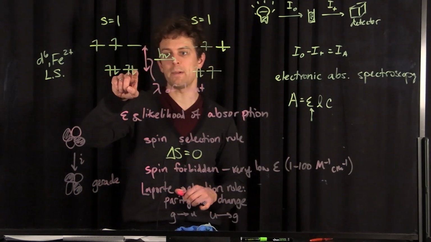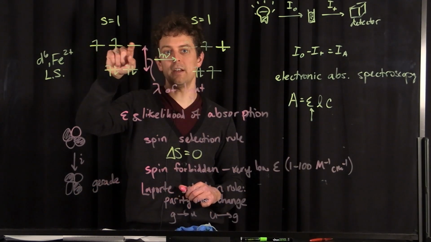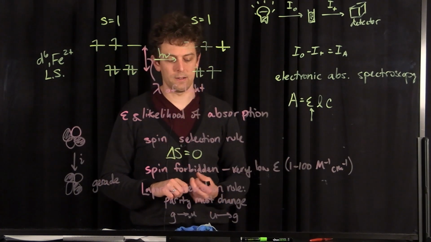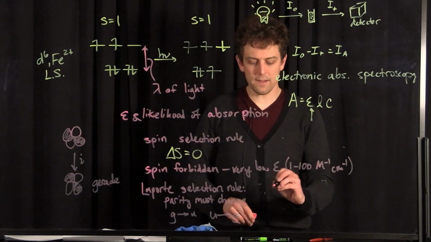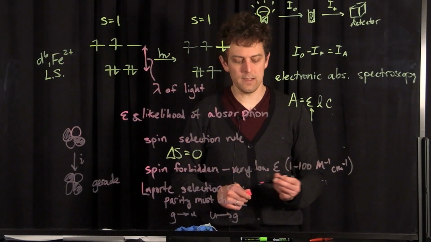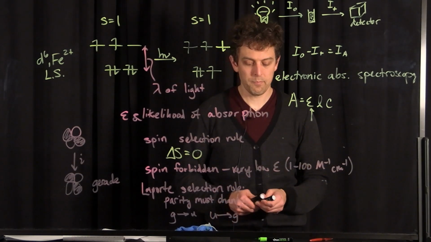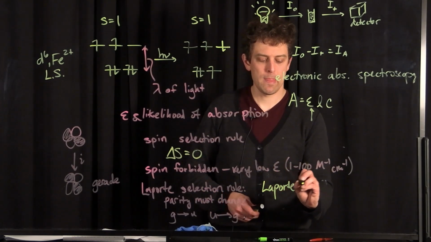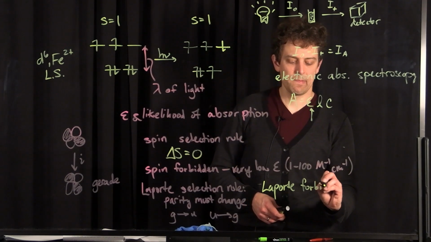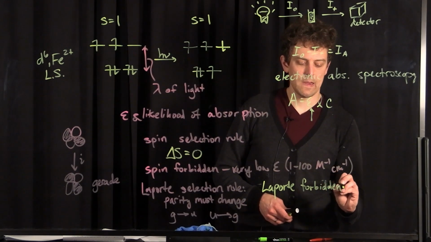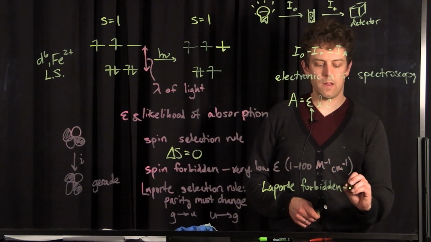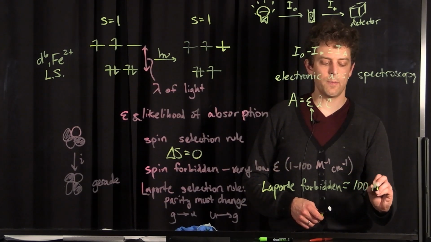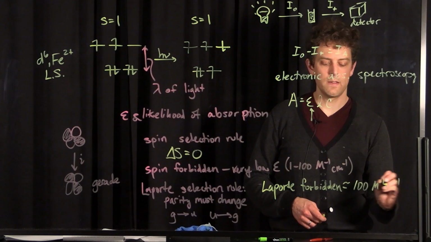But if I'm transitioning my electron from a d orbital to a different d orbital, that's a G to G transition. That is Laporte forbidden. That gives us another rule to go by. Laporte forbidden would be about, the order of magnitude is about 100 per molar per centimeter.